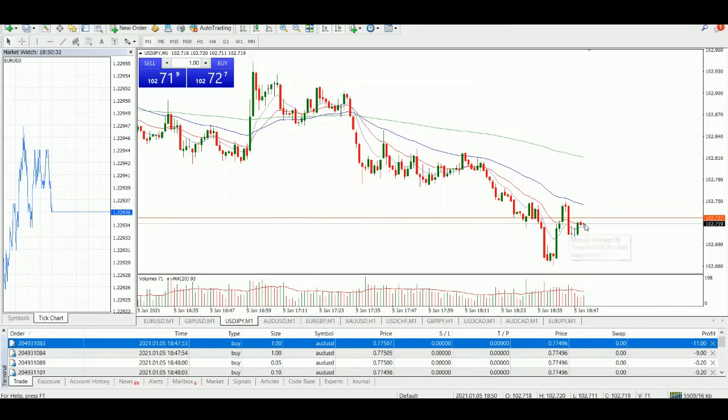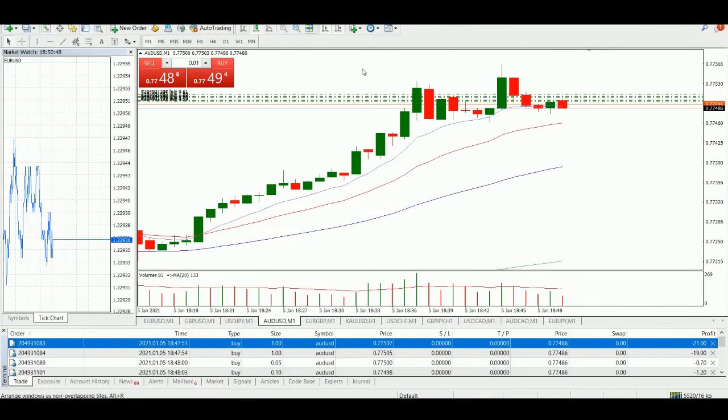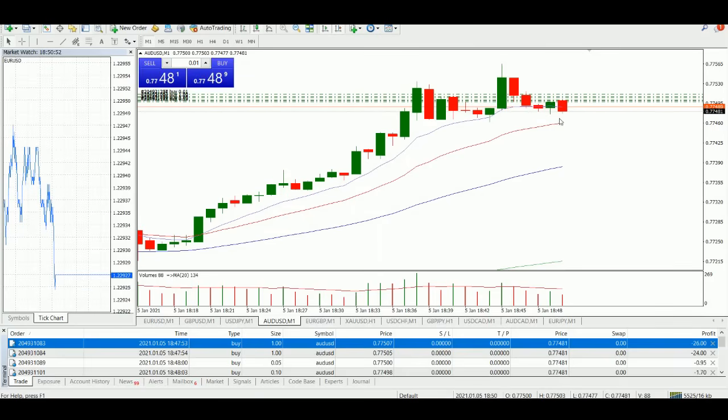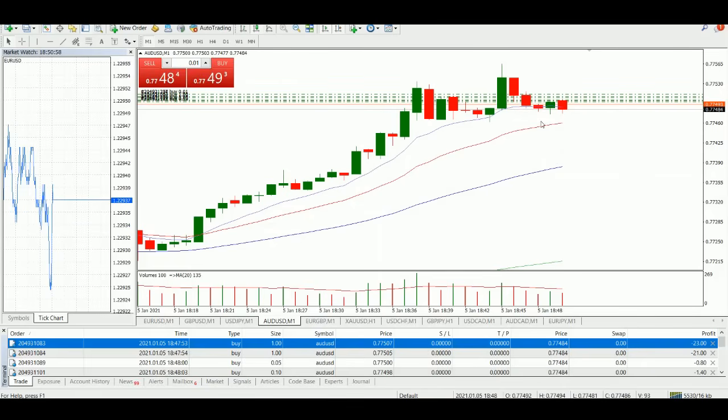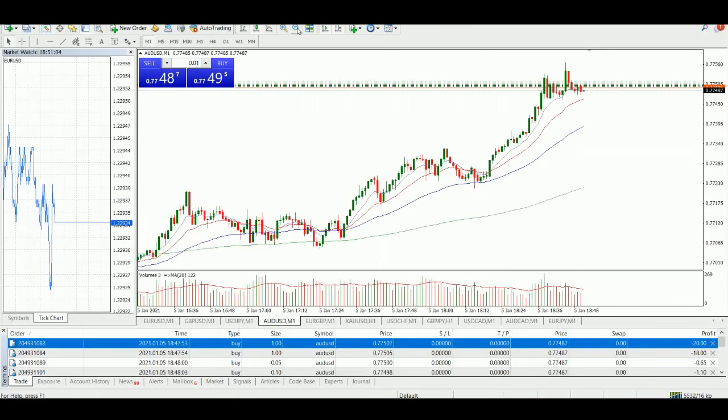USD yen is also a great selling opportunity, because it has retraced, and from there price should be trending down again. But mainly AUD dollar is the best. As you can see, AUD dollar is on EMA 9, unable to cross the first support area. So from there, price will be going up. We just placed our orders and we are waiting for this bounce up.